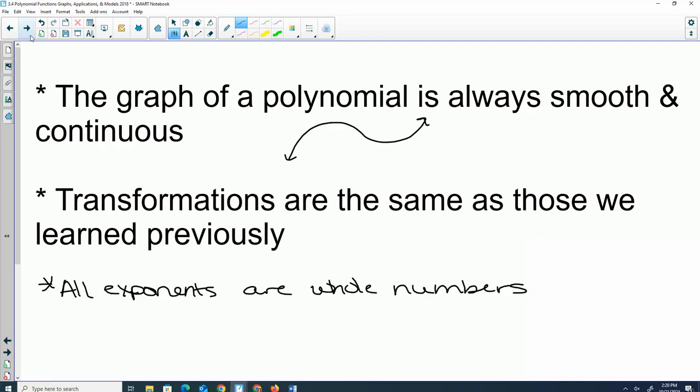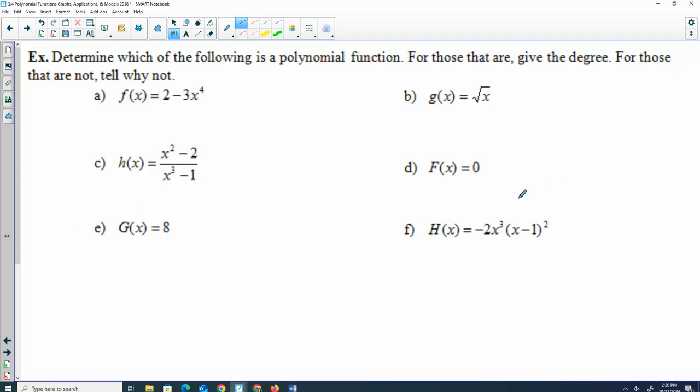So first thing, I just want to look at some graphs or some equations and decide if they're a polynomial. If they are, we're going to give the degree. If they're not, we're going to tell why. So is the first one a polynomial? Yes. Degree, what's the highest power of x?